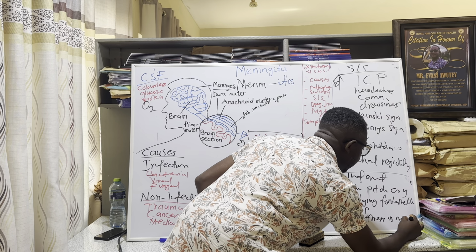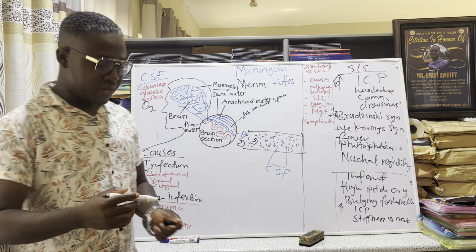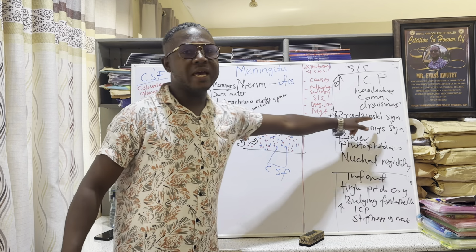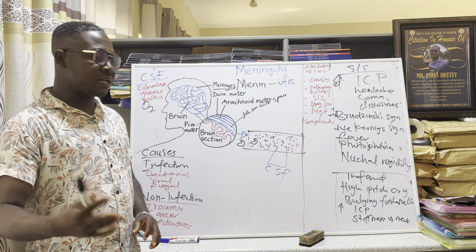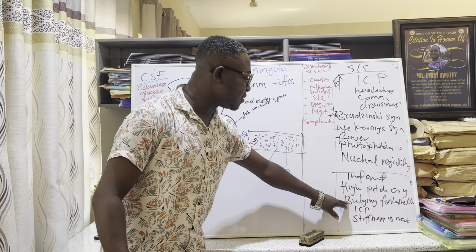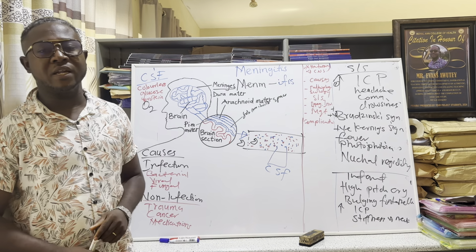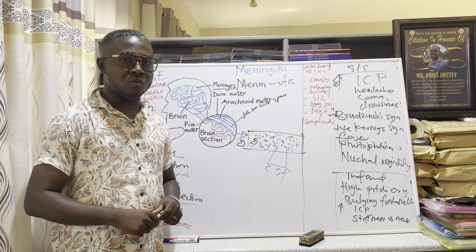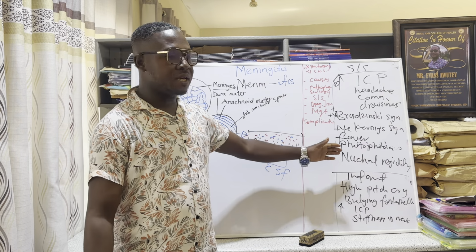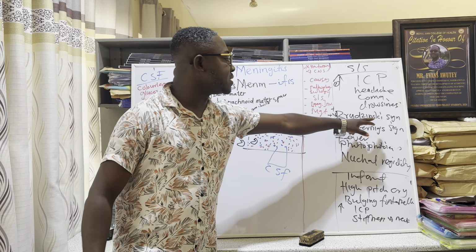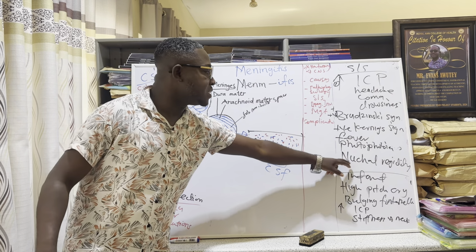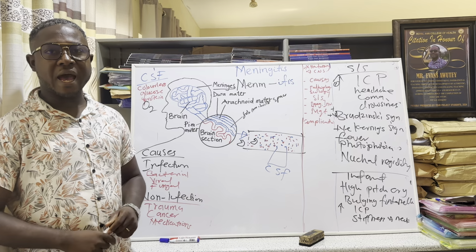In infants, you are likely not to see Brudzinski sign or the Kernig sign, and so the main clinical manifestations that we use to diagnose them are the high pitched cry, the bulging fontanel, and the stiffness of the neck, and sometimes also the photophobia. But for adults or older children, the key clinical features are the positive Brudzinski sign, the positive Kernig sign, the fever, and the nuchal rigidity, and then also the ICP.